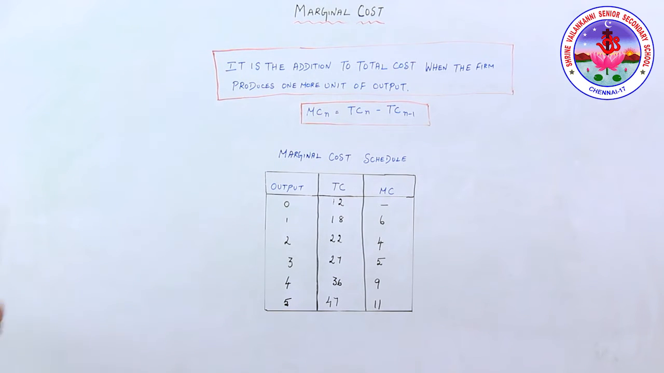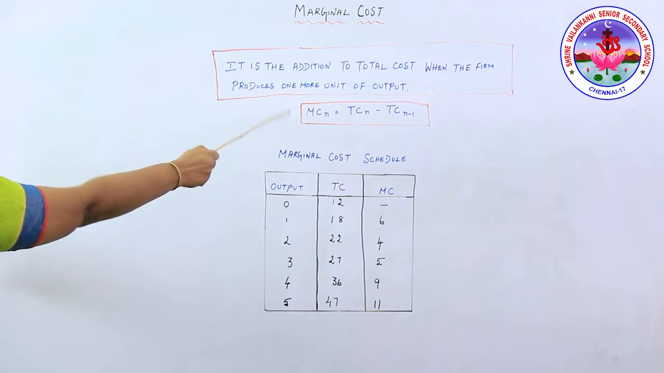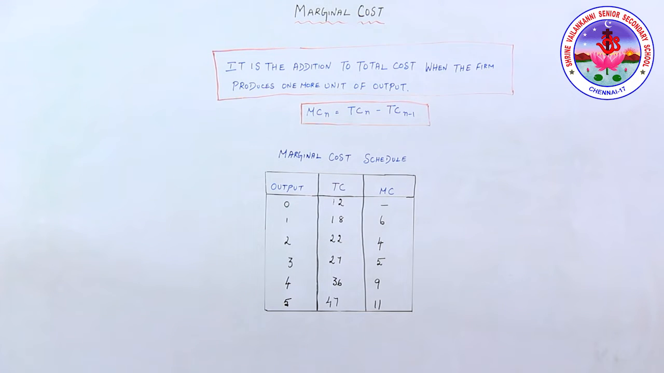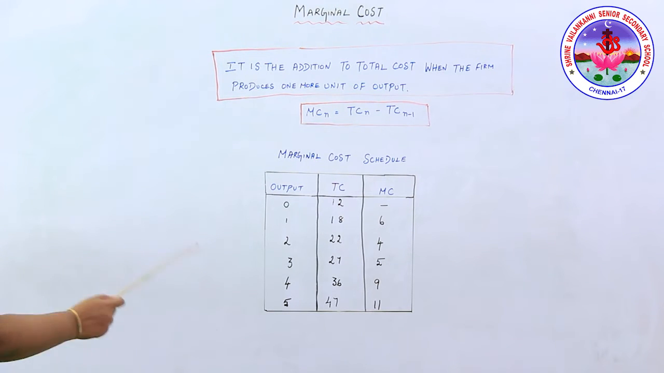If the total cost of producing 2 units is rupees 200, and the total cost of producing 3 units is 240, then what will be the marginal cost? 240 minus 200 equals 40. Yes, so that is the equation MCn equals TCn minus TCn-1. Let's see this with the schedule.